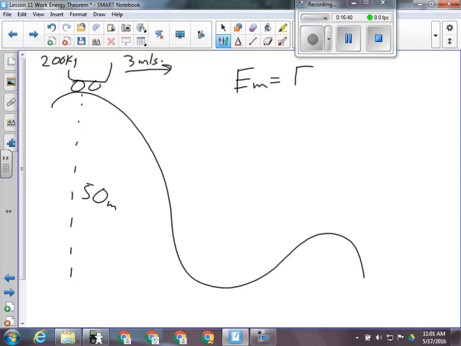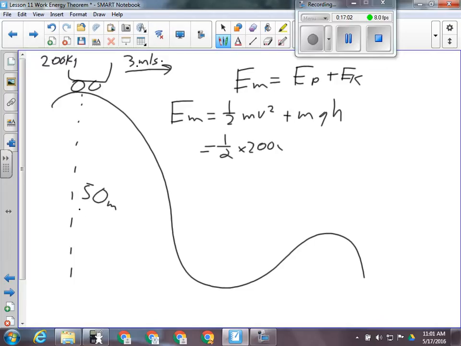So mechanical energy equals EP plus EK. And I can figure those two out because I know the mass, the speed, and the height. So I'm going to calculate the mechanical energy here at the top of the hill by going 1/2 mv squared plus m times g times h. So we'll have 1/2 times 200 kilograms times 3 squared plus 200 kilograms times 9.81 times 50 meters.